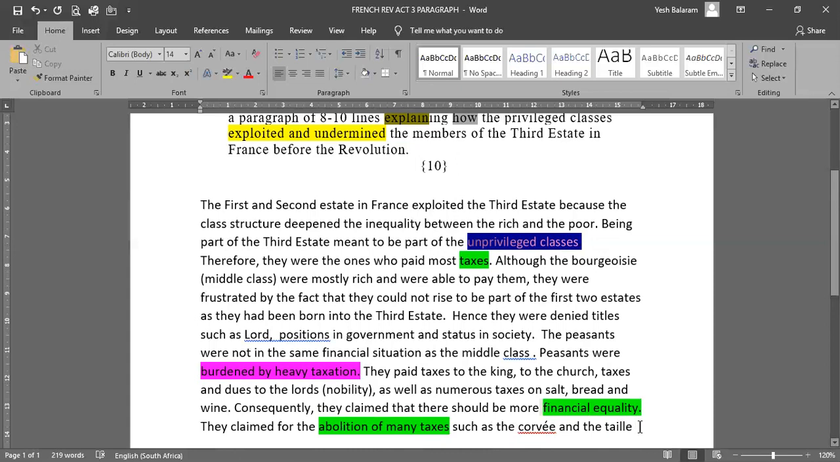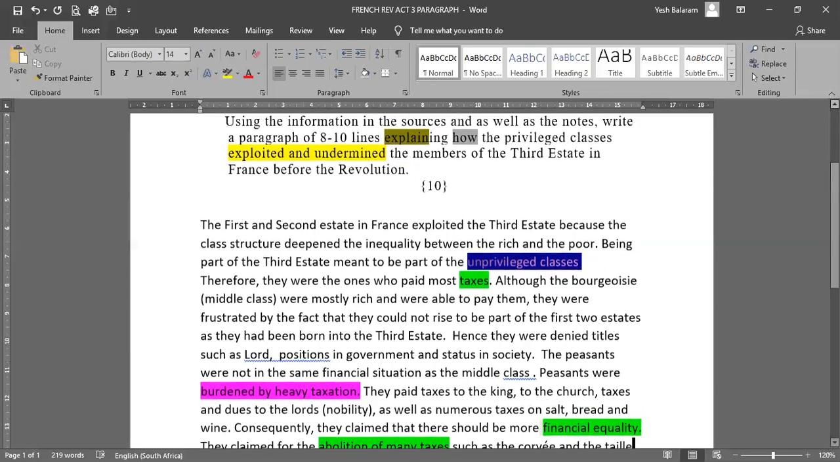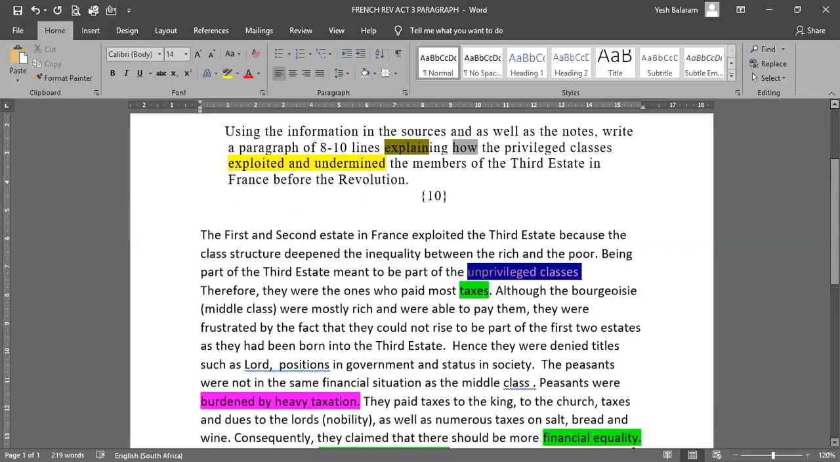Now, if you look at this paragraph, it covers the key aspects of the demands of the question. And if you were to present this paragraph as an answer, you would definitely obtain a mark of 10.